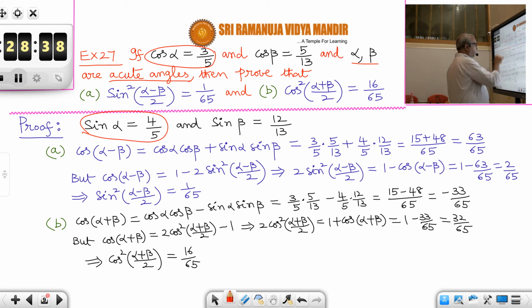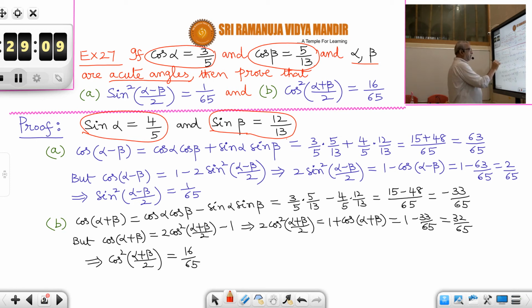Similarly, 4 by 5 is the numerical value. What about the sign? Plus or minus? Plus only, because they are acute angles, between 0 and 90 degrees, first quadrant angles. Cos beta is 5 by 13. What about sine beta then? Sine beta is 12 by 13, because 5, 12, 13 are Pythagorean numbers. So cos beta 5 by 13 means sine beta will be 12 by 13. Okay.